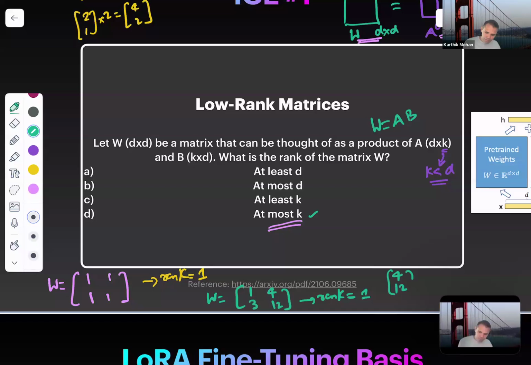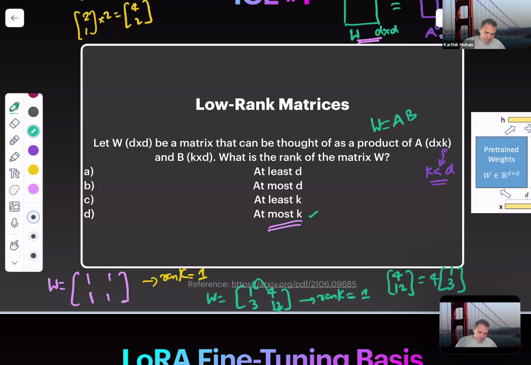Why is that? Because 4, 12 is 4 times 1, 3. Do you agree? Yeah. If you scale 1, 3 by a factor of 4, you get 4, 12. So you see that this is just a scaled version of this. And so the rank is 1. So low rank doesn't mean that the elements of the matrix have to be 0, or that many of them are 0. It just means that the intrinsic dimension is small, right?